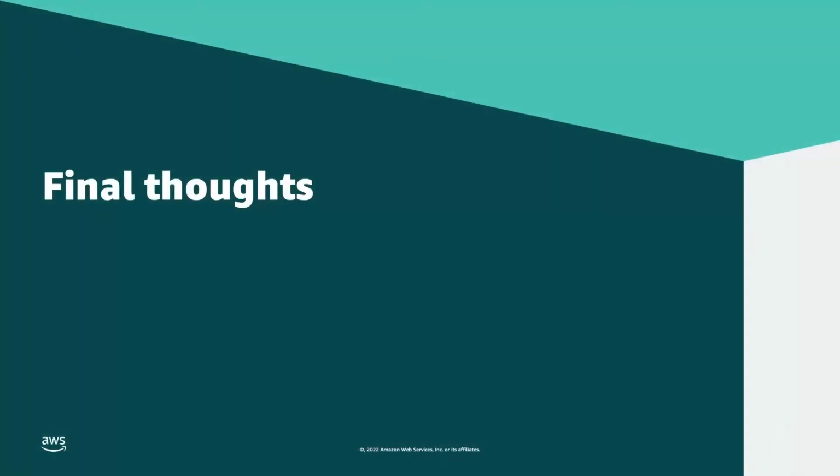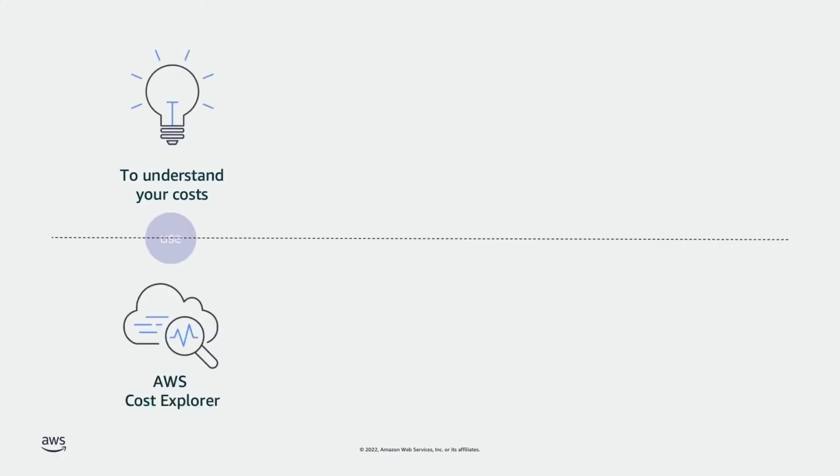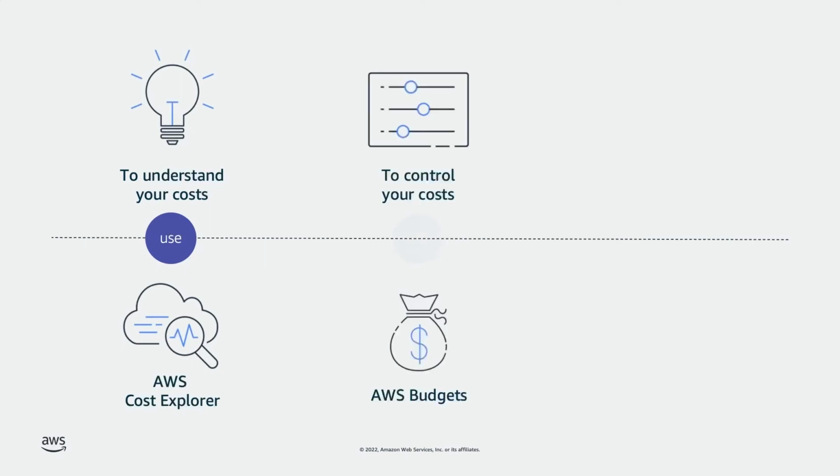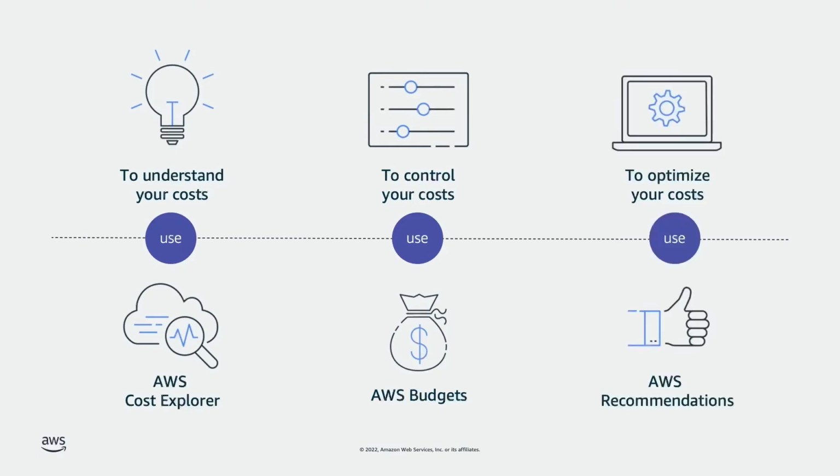And then some final thoughts. Although we have shared 9 pragmatic ways to reduce costs today, there are a number of self-service options for you to use in your cost optimization journey. To understand your cost, you can use AWS Cost Explorer. To control your cost, you can use AWS Budgets. And to optimize your cost, you can use the AWS recommendations, whether that is from Cost Explorer or Trusted Advisor.